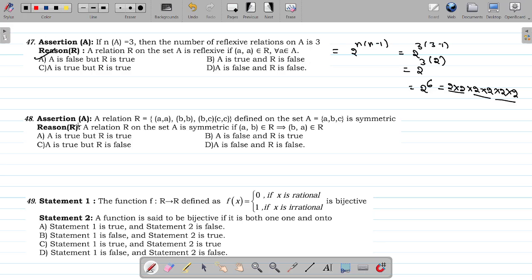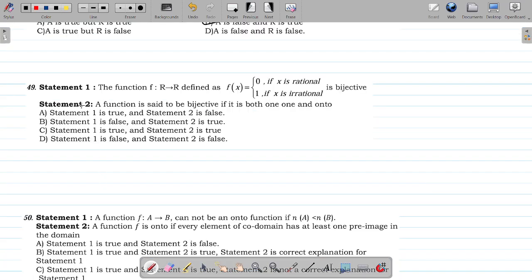Next, 48. Assertion A is given by a relation R which contains the ordered pairs (a,a), (b,b), (b,c), (c,c) defined on the set {a, b, c} is symmetric. They are telling it is symmetric. See here, (b,c) is present, but (c,b) does not belong to R. So assertion is false. A relation on the set A is symmetric if (a,b) belongs to R implies (b,a) belongs to R. Yes, reason is true, but assertion is false. Option B is correct.